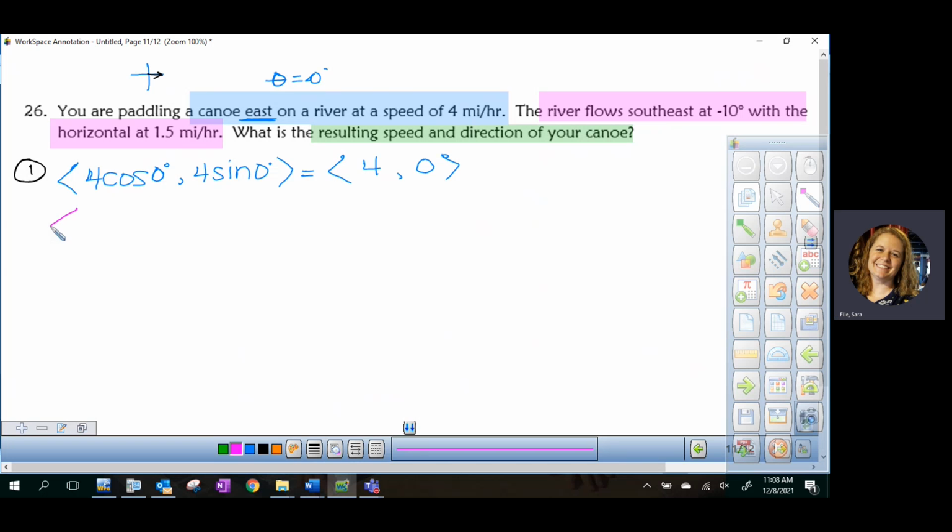And then the second vector, the magnitude is 1.5, and the direction is -10. Now you can put a negative degree because it tells you it's the angle with the horizontal. So it's fine to have it as -10. If you prefer to have it as a positive angle, when you give your final answer, you would want it as a positive angle. So if you want to convert that to 350 degrees, that's fine. But you can enter it as -10, and it will give you the same answer.